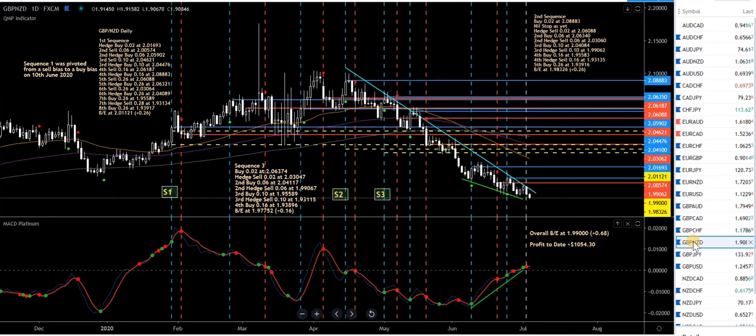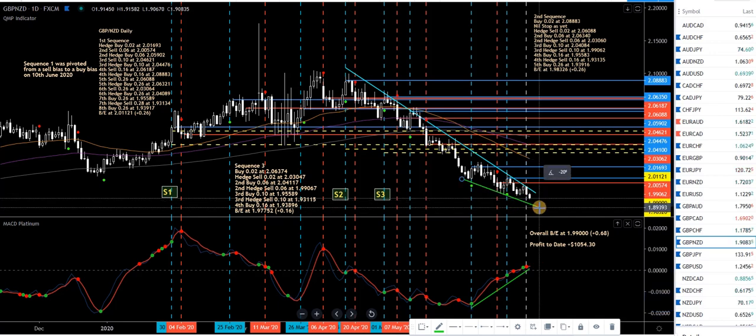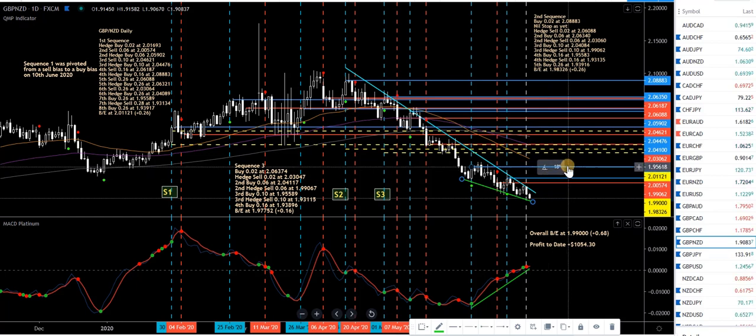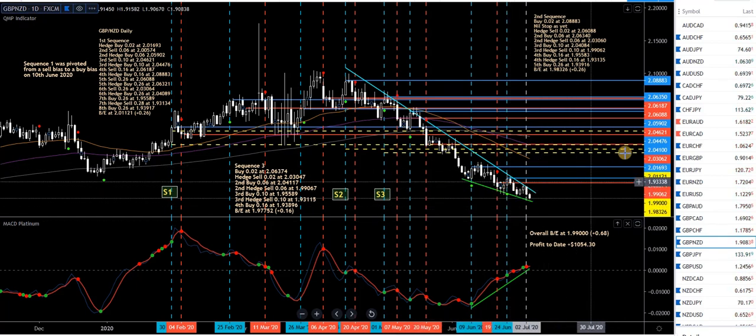Pound New Zealand, I think this has caused me all the grief. I'm in 3 sequences and they're all to the long side. And you can see all my break-evens are all up here and this thing's just going down and down and down. So ideally, we're starting to get regular bullish divergence. Need to see this thing reverse. At the moment, I'm in a bit of a world of pain on this pair. It's probably between it and the Swiss franc, it's not good.